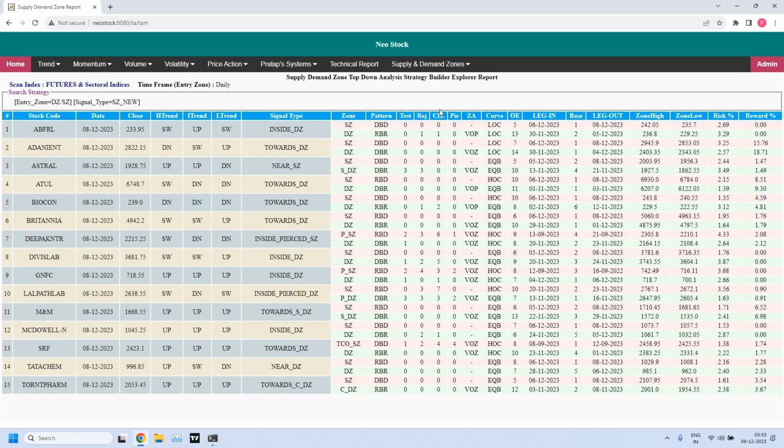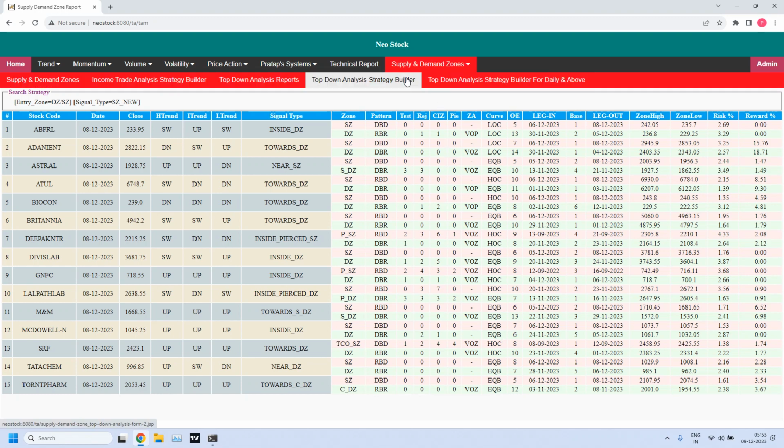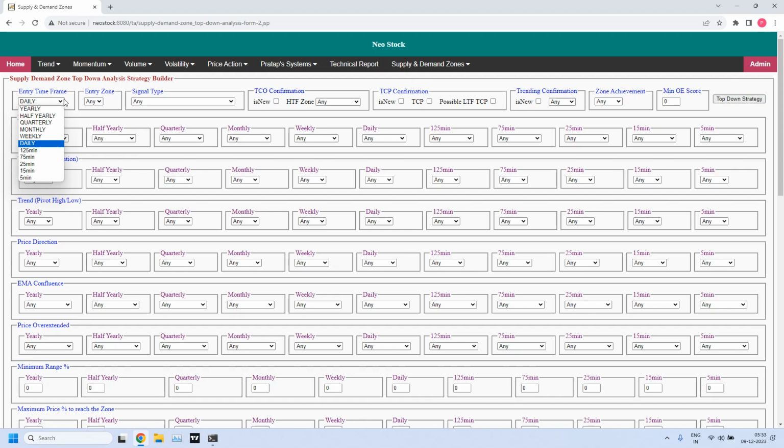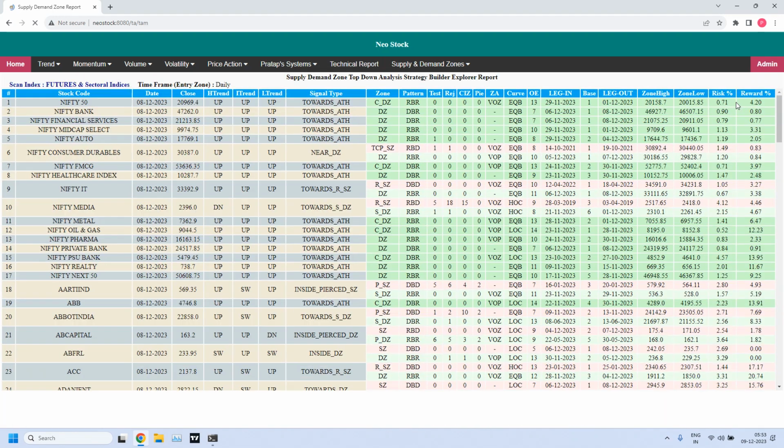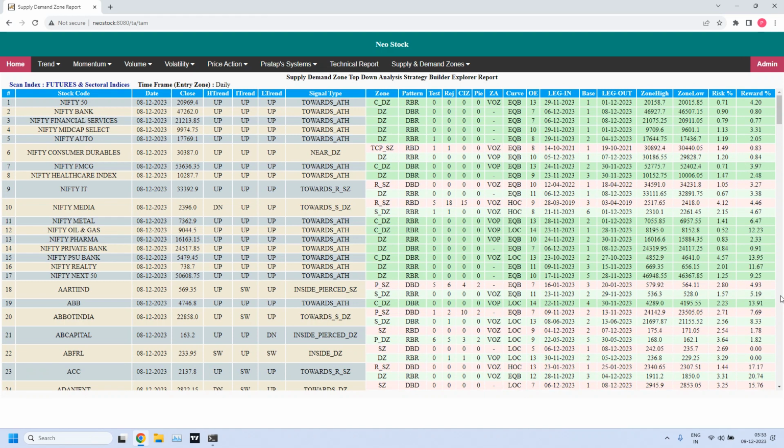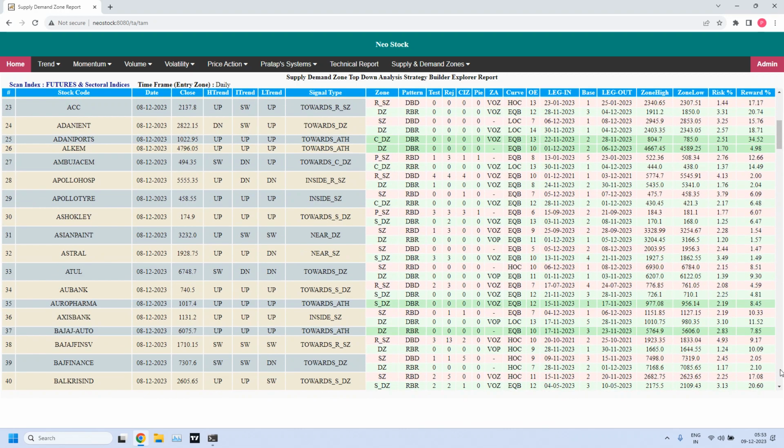Now let us generate all the zones. So entry time frame is daily. Let us generate demand and supply zones for all the stocks. So the first 17 in this list are indices and the remaining are all equity stocks listed in F&O segment. I will keep on scrolling this list down. Whichever the stock you want to refer, there you pause the video.